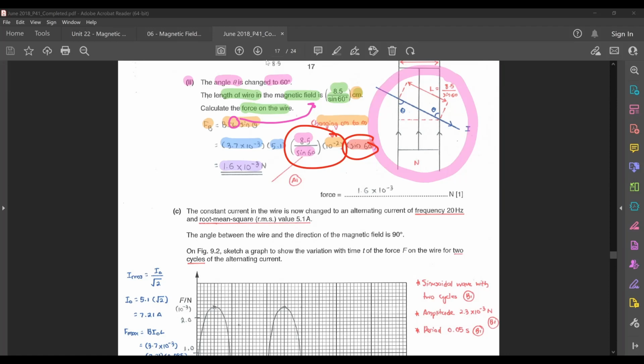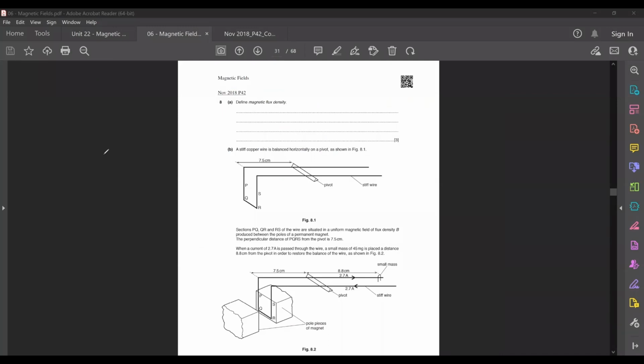Now for part C, you can't really do this question because this one relates to your AC circuits where they talk about frequency of current and then the root mean square value of your current. So we'll do this after we've gone through AC circuits. All right, then we move on to page 31. This would be November 2018 P42.